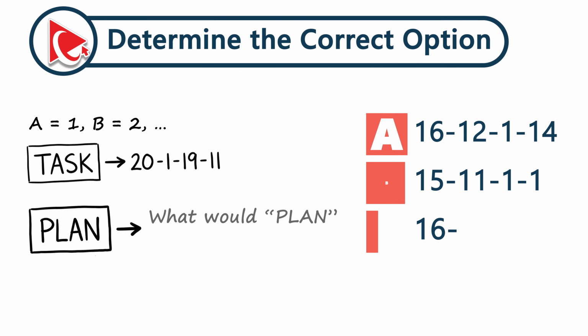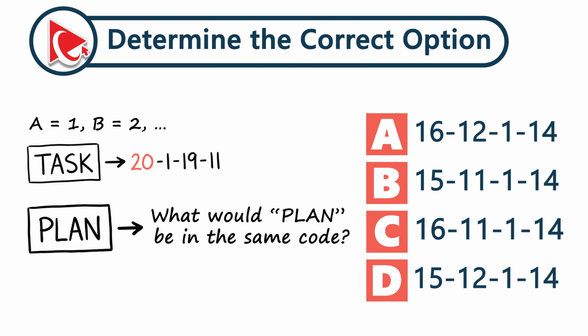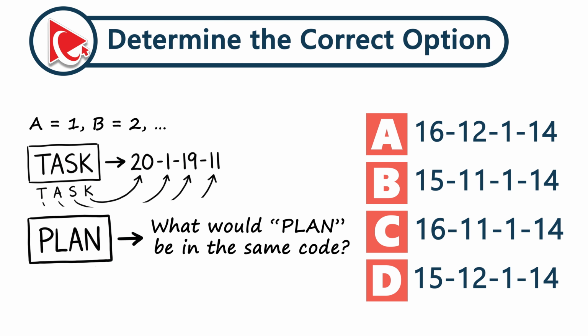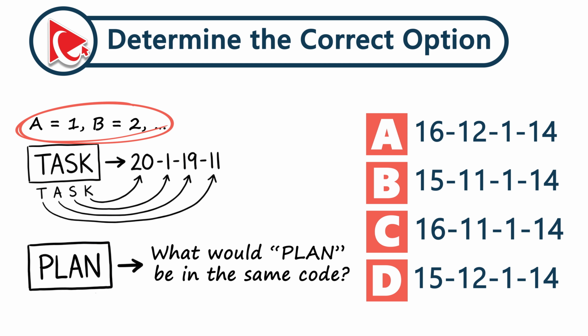In a code language, the word task is written as 20-1-19-11. And this is done by replacing letters with their positions in the alphabet. A equals 1, B equals 2, and etc. Your goal is to determine how plan would be written in the same code.